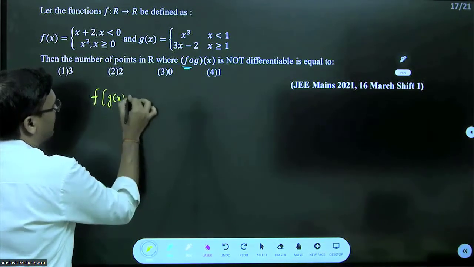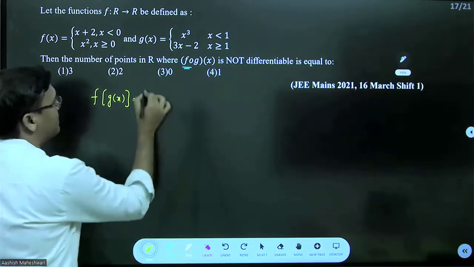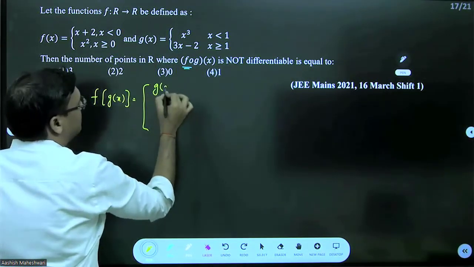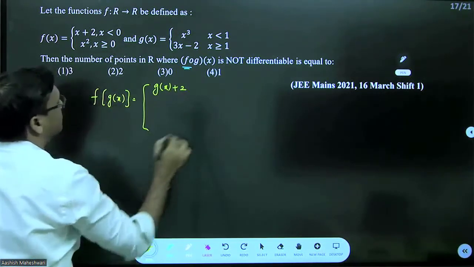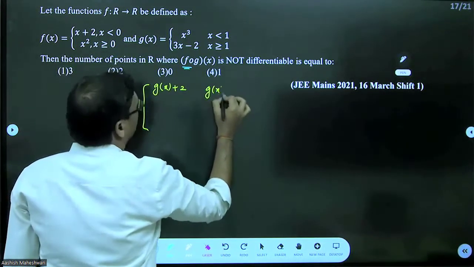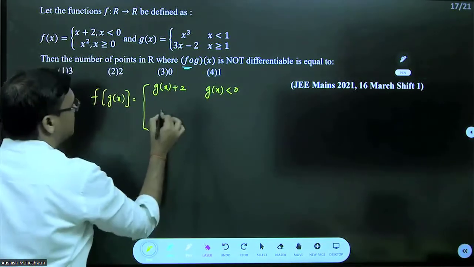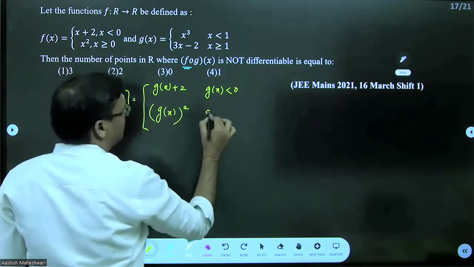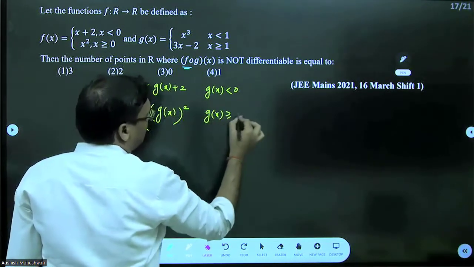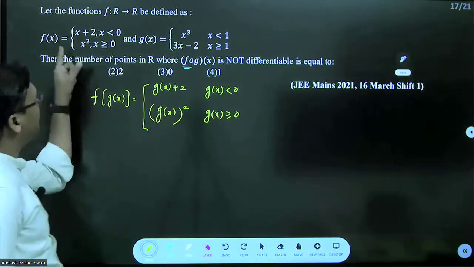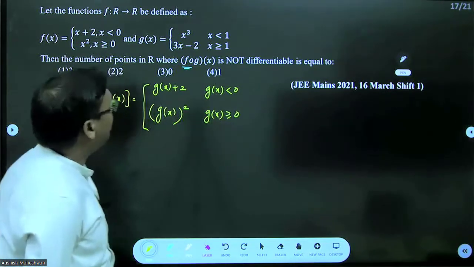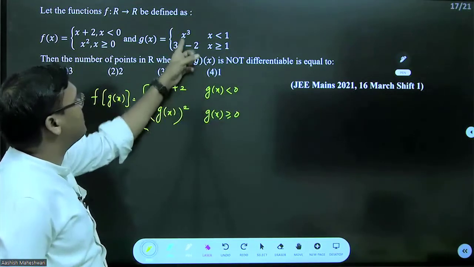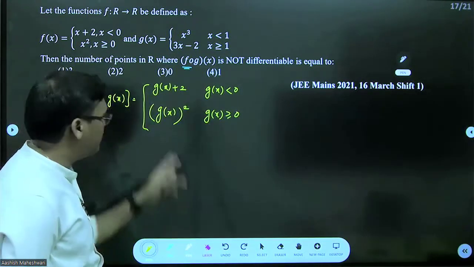So for that you will define f of g(x). What is f of g(x)? In f you put g(x). So if we put g(x) here, this is g(x) plus 2 when g(x) is less than 0. And this is g(x) whole square, where g(x) is greater than or equal to 0. In f we have put the g(x) function, right? Now how will you check where g(x) is less than 0, and how will you check whether we have to take this part or this part? For that, the best way is to draw the graph of g(x).